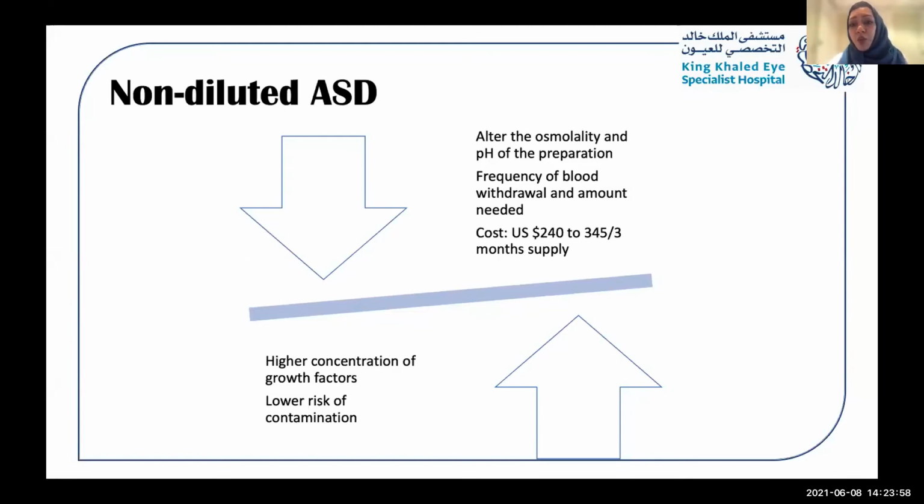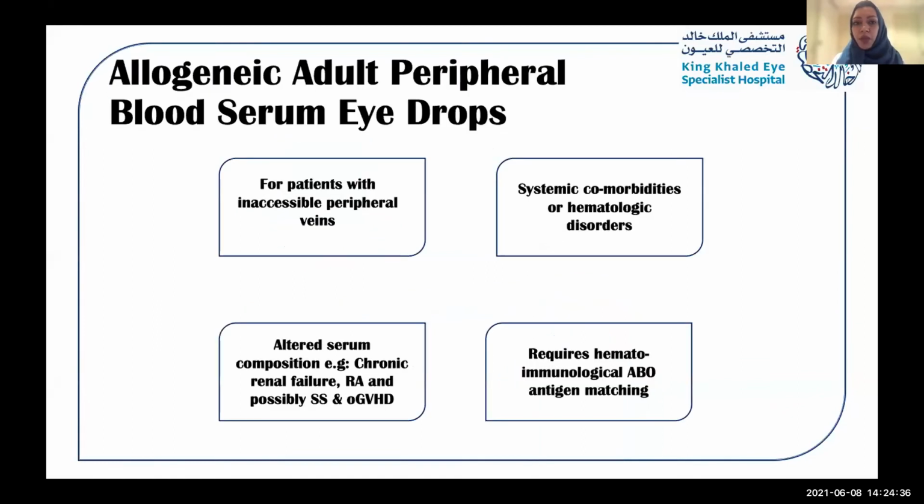Another problem is the frequency of blood withdrawals. In order to get this much concentration, you need to do a lot of blood withdrawals, which might not be feasible for some of the patients. Another thing is the cost, which is about 240 US dollars for a 3-month supply of that drug. In this regard, maybe the medium one, the 50% autologous serum drops, may be more convenient and still have the effect of a higher concentration of growth factor than the regular 20% serum.